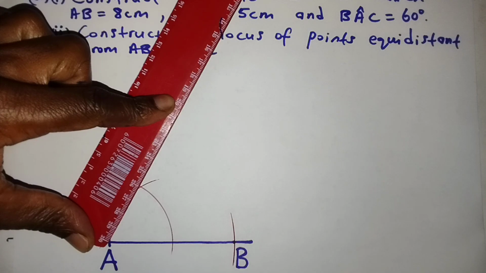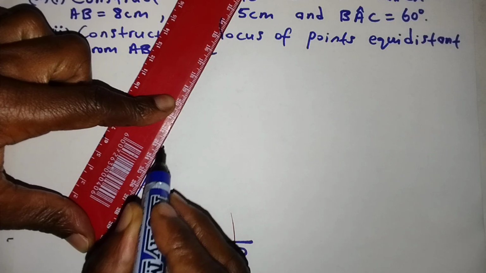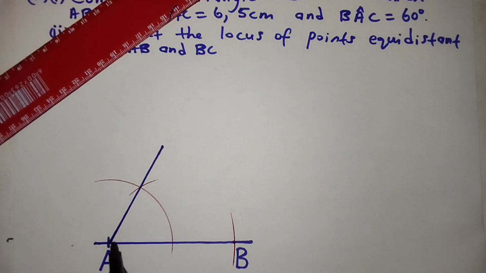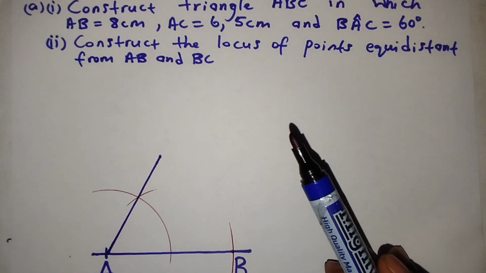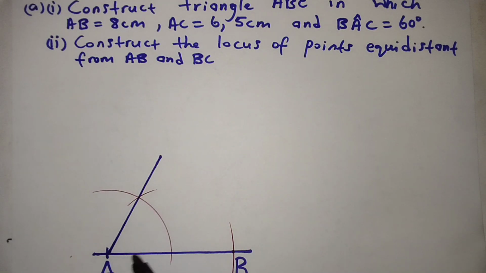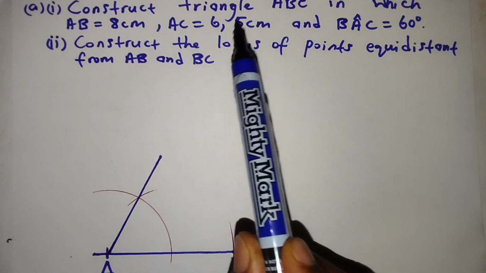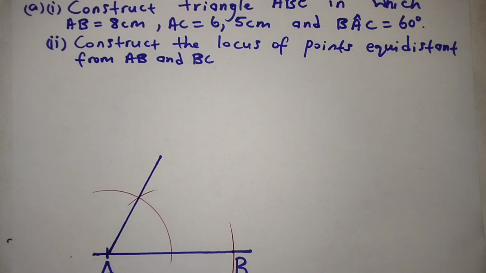Now I'm going to draw a line from A right through this point of intersection of the two arcs. Okay, like this. So here we've got an angle of 60 degrees. So the next thing is now to locate the position of C. So we are told that BAC is 60 degrees, so it means C is along this line. And we are told here that AC is 6.5 centimeters.